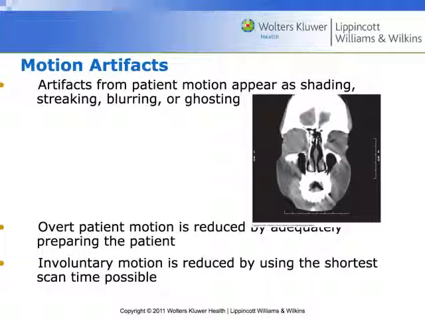With overt patient motion, the best way to diminish that is just preparing the patient, giving them appropriate instructions. Please don't move while we're doing the CT scan. It's important for you to hold still so we get good pictures. Involuntary patient motion is stuff like people farting while they're on the CT scan table. That will cause motion on the images.